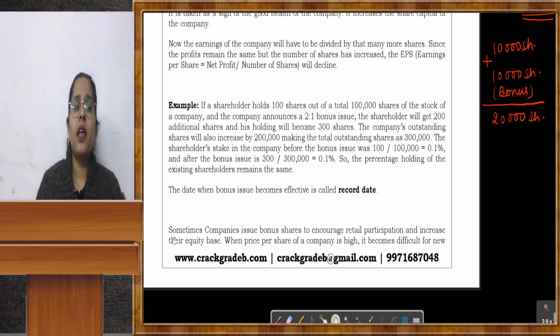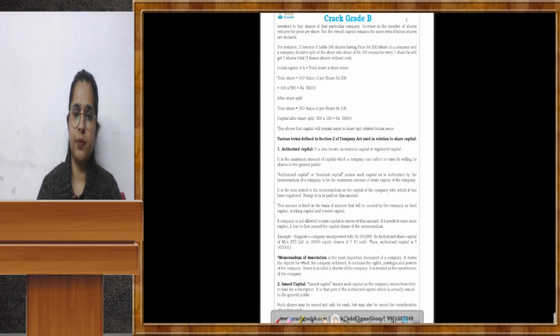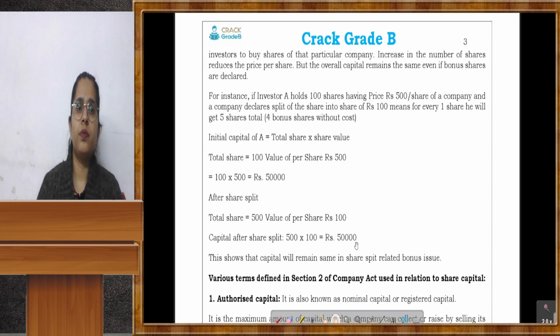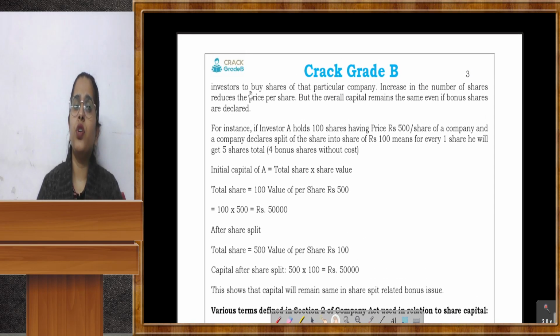Okay, fine. Next, sometimes companies issue bonus shares to encourage retail participation and increase their equity base. When price per share of a company is high, it becomes difficult for the new investors to buy shares of that particular company. Increase in the number of shares reduces price per share, but the overall capital remains the same. So what they are saying is sometimes a company issues bonus shares to increase the retail buying and selling of the shares.